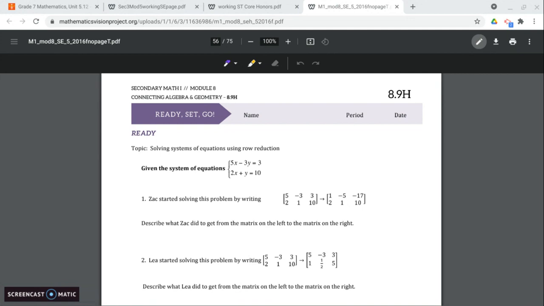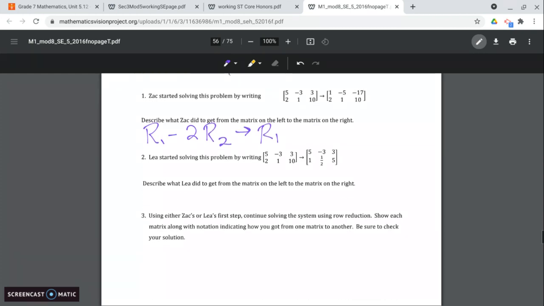So how we got from having 5 to only having 1, well, we multiplied the second row by 2 and then subtracted the 2 rows. So we took row 1 minus 2 times row 2 to get the new row 1. So multiplied the second row by 2 and subtracted it from the first row to then replace the first row. So that's what he did.